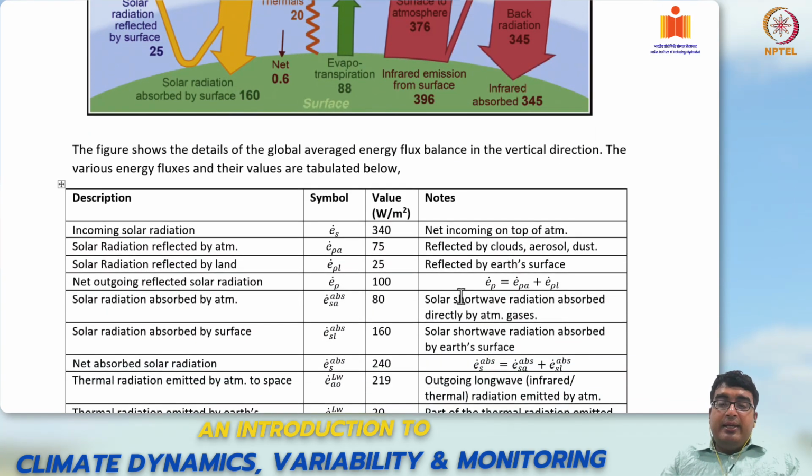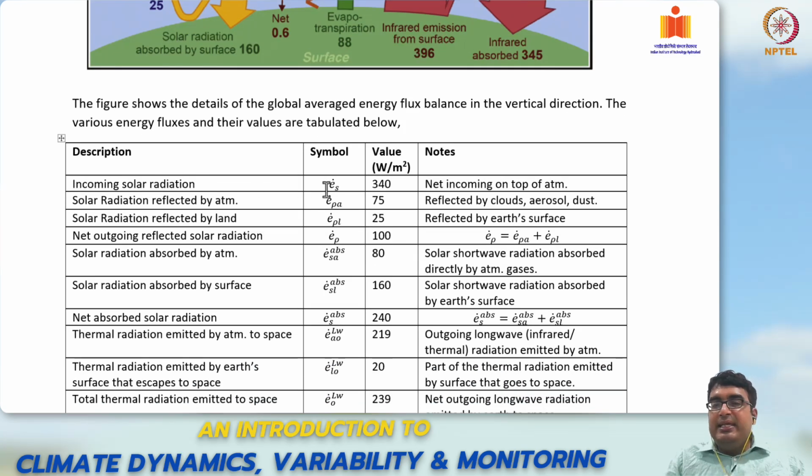Now these values, we can give specific expressions for these values. So the incoming solar radiation is E dot S, as we have discussed, is 340 watt per meter square. Solar radiation reflected by the earth is E dot rho A. Rho A is reflected by the atmosphere, which is 75 watt per meter square. Clouds, aerosols, dust, etc. Solar radiation reflected by land, E dot rho L. Reflection by land is 25 watt per meter square. Net outgoing reflected solar radiation, E dot rho, the total reflected is 100 watt per meter square, which is E dot rho A plus E dot rho L.